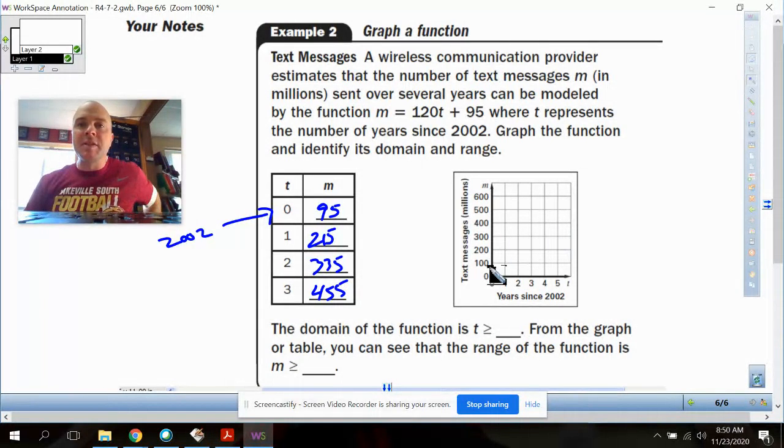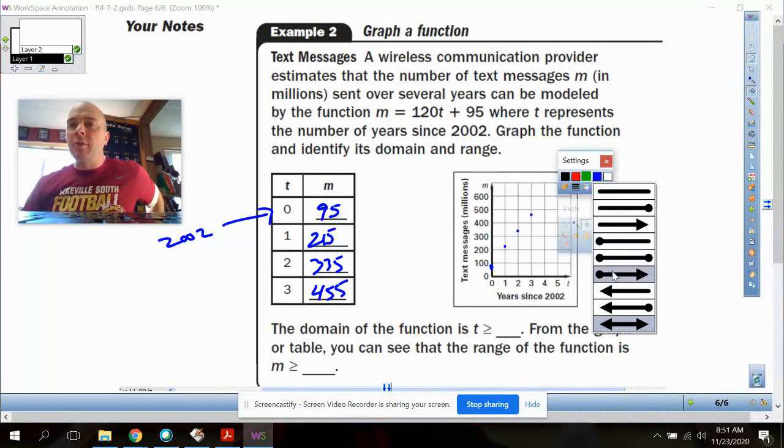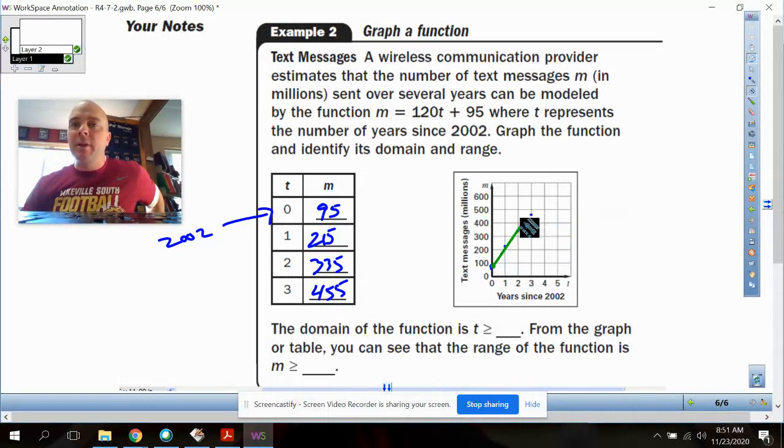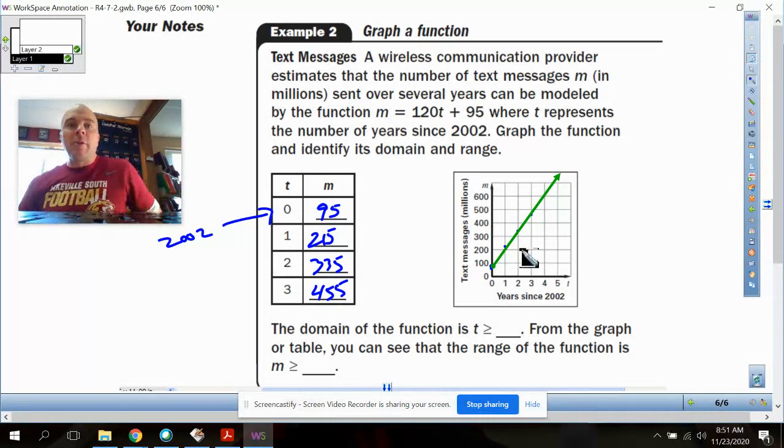So if I plot the points, I've got 0, 95, close enough. 1, 215, close enough. With a scale as big as this, going by hundreds, it's hard to estimate exactly where these land, but we can estimate. 2, 335, close. 3, 455, close enough. Oops, should be right there. We're graphing a function, so we'll play connect the dots. I'm actually going to make this an arrow because I can't have negative years or negative text messages. So we've got it graphed.